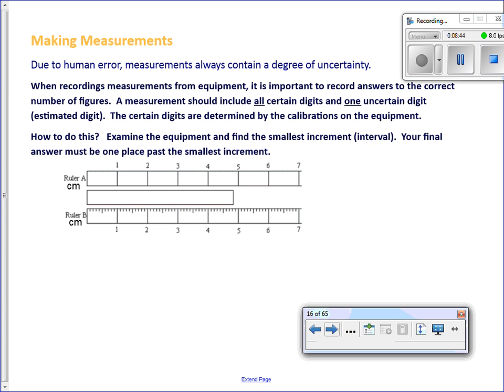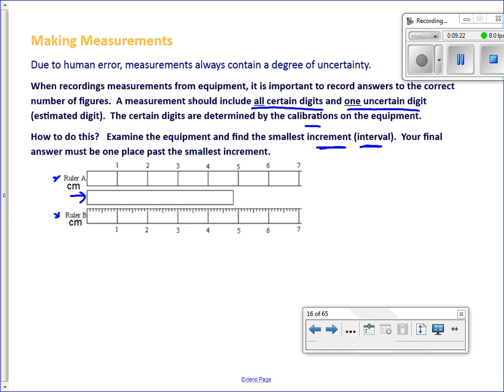When we make measurements, due to human error, measurements always contain a degree of uncertainty. When recording measurements from equipment, it's important to record answers to the correct number of significant figures. A measurement should include all certain digits and one uncertain digit. The certain digits are determined by the calibrations. We call those increments or intervals on your tool. So we have here 2 rulers, okay, and we have a piece of wood or some object here, and we'd like for you to tell us what that measurement is.